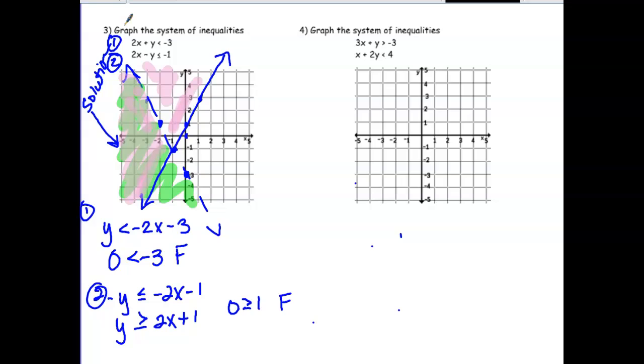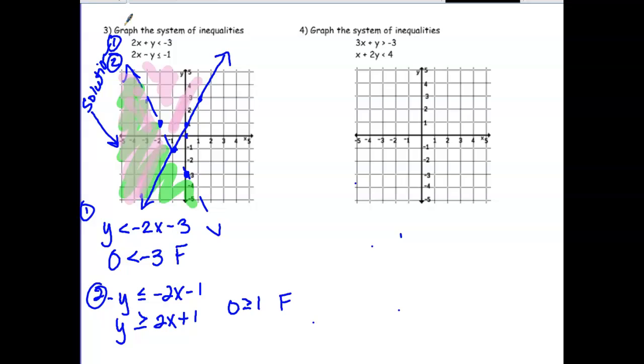So you can go ahead and try number 4. And again, you've got to just remember to put it in slope-intercept form. For 4, 5, and 6, I'm going to have you try them and then compare them with the answer key instead of walking through it. It takes a little bit of time.